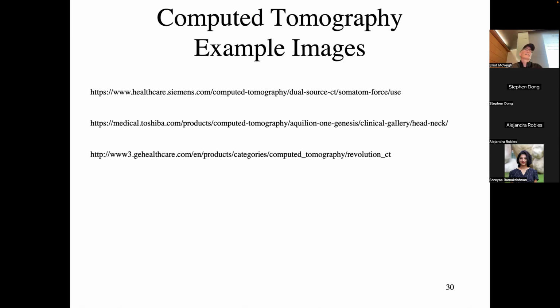If you want to look at the best pictures, like these pictures are great, right? The medical imaging pictures just are fantastic to look at. And so just go to Siemens, Toshiba, GE, whoever, Philips, go to their websites, say medical imaging best pictures or something, and you'll see all of these ridiculous images.